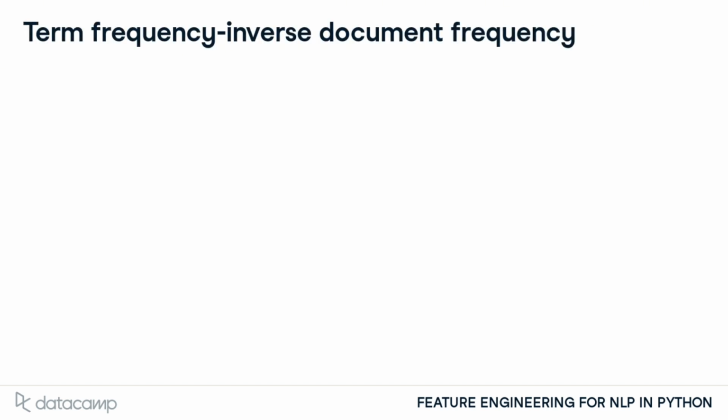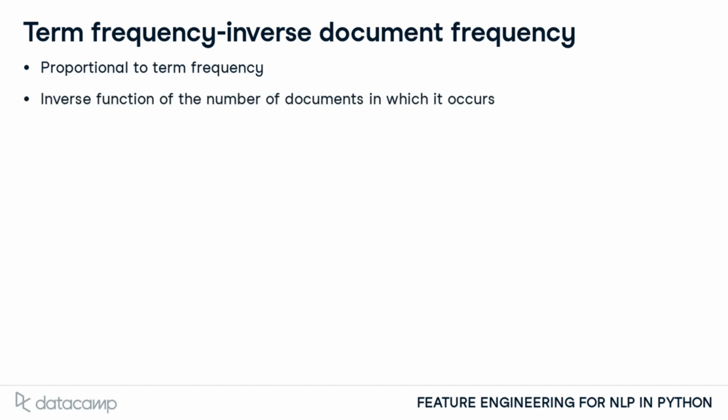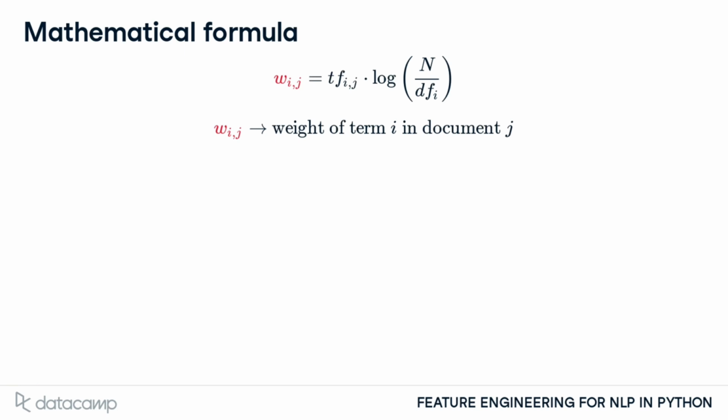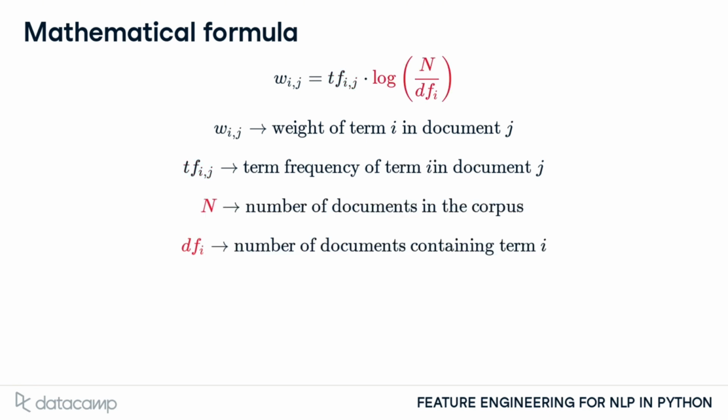The weighting mechanism we've described is known as term frequency inverse document frequency, or TF-IDF for short. It is based on the idea that the weight of a term in a document should be proportional to its frequency and an inverse function of the number of documents in which it occurs. Mathematically, the weight of a term i in document j is computed as the term frequency of the term i in document j multiplied by the log of the ratio of the number of documents in the corpus and the number of documents in which the term i occurs, or DF_i.